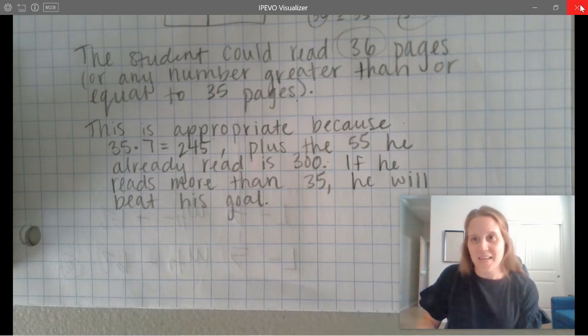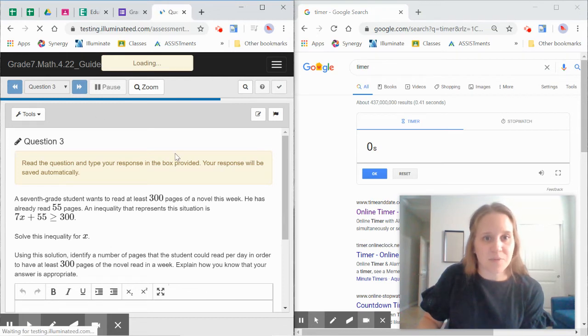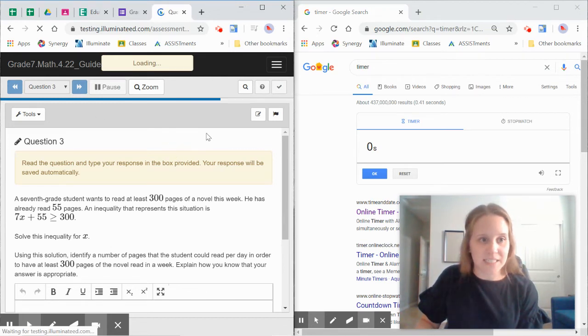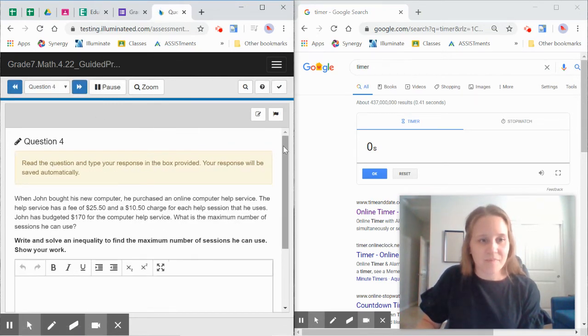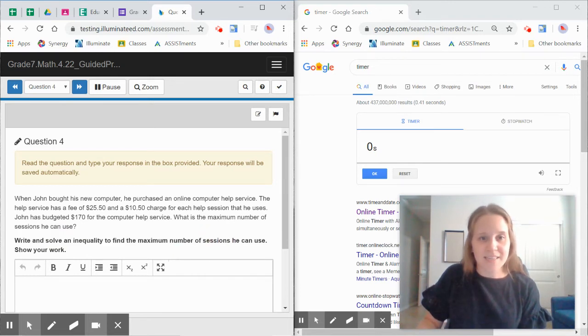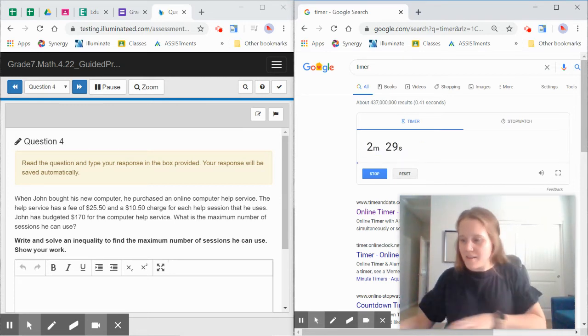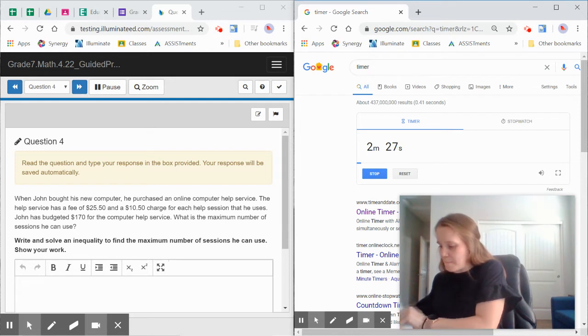Okay. Awesome. I'm really excited for this last question, question 4. This will be the last one we do together before your independent practice today. All right. I can see the direction here: write and solve the inequality to find the maximum number of sessions he can use, show your work. That's what you're going to do on your paper. I'm going to put 2.5 minutes on the clock. Please go ahead and begin.